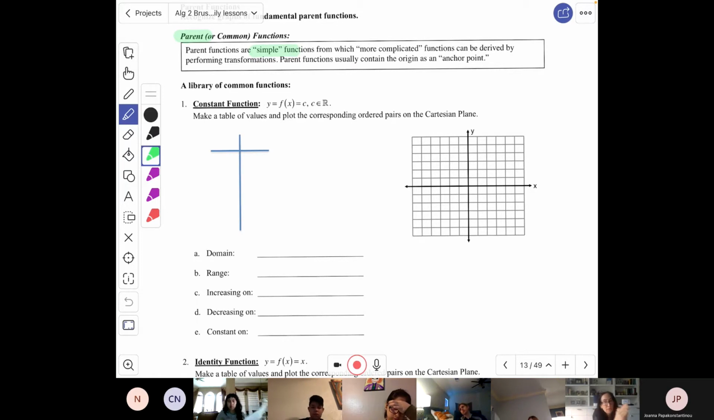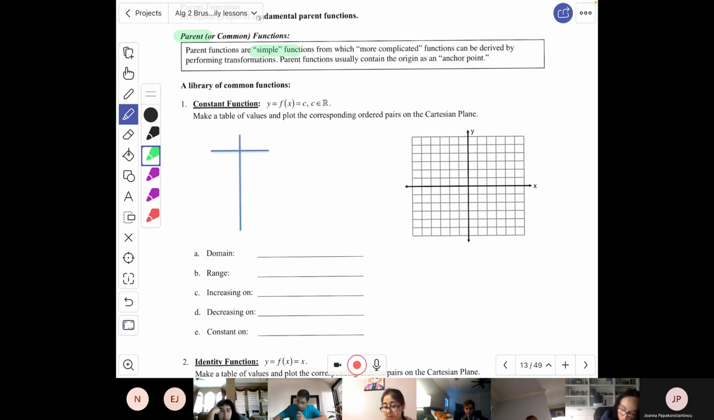We can shift them left and right horizontally. We can shift them up and down vertically. We can reflect them across the y. We can reflect them across the x. We can vertically stretch them. We can horizontally stretch them. We can vertically compress them. There's lots of transformations that you should be able to recognize from the equation, but also describe.